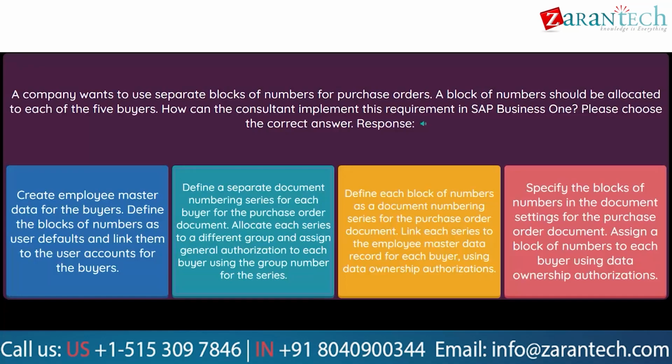Option 2, define a separate document numbering series for each buyer for the purchase order document. Allocate each series to a different group and assign general authorization to each buyer using the group number for the series. Option 3, define each block of numbers as a document numbering series for the purchase order document. Link each series to the employee master data record for each buyer, using data ownership authorizations. Option 4, specify the blocks of numbers in the document settings for the purchase order document. Assign a block of numbers to each buyer using data ownership authorizations.